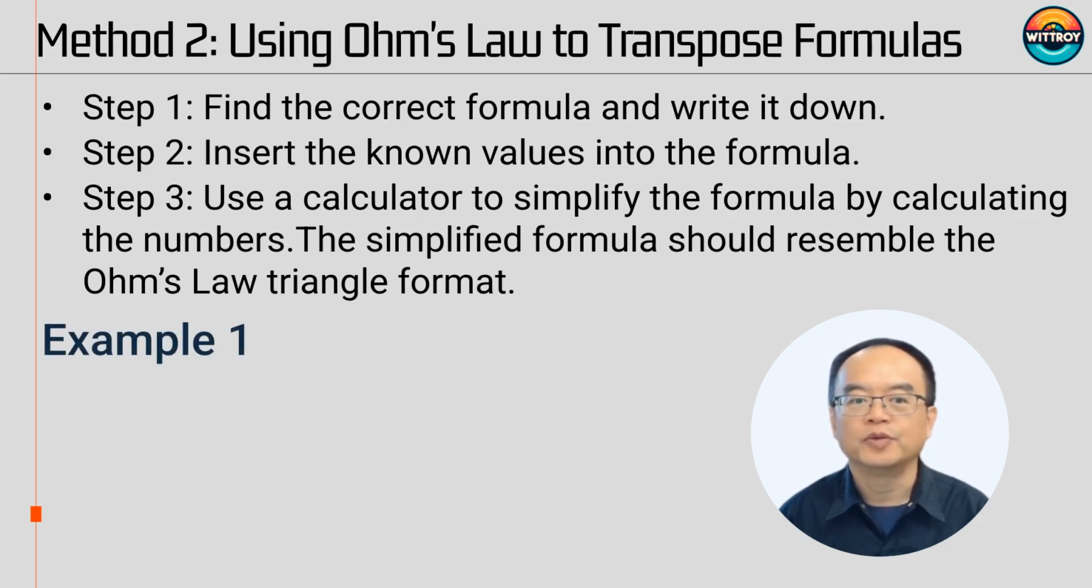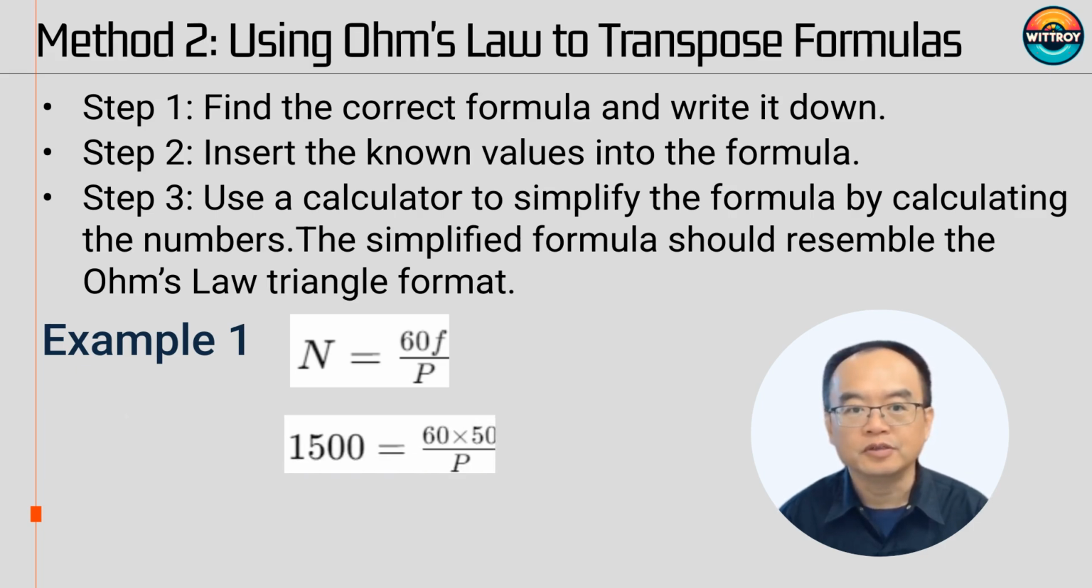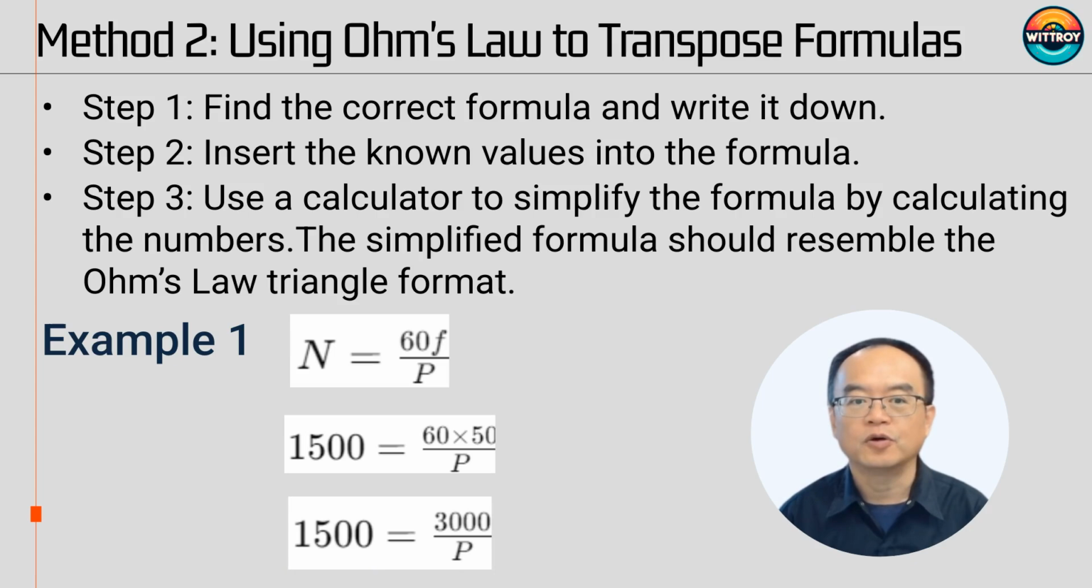Example 1. It is about motor speed calculation. Step 1. We find and write the formula N equals 60 F over P. Step 2. Insert the given variables numbers. 1500 equals 60 times 50 over P. Step 3. Use a calculator to calculate the numbers. Now we get the simplified formula 1500 equals 3000 over P. You can see the simplified formula resembles the Ohm's law triangle format, R equals V over I.